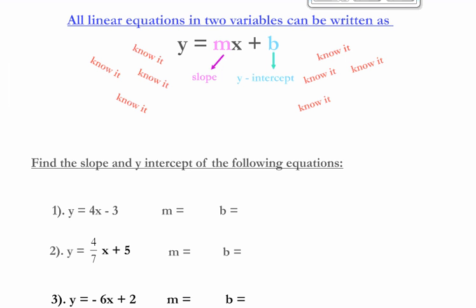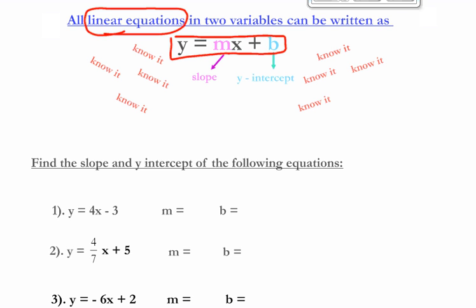So turn to your next page. Using that information from the first two pages, we can write any linear equation in this format. I'm guessing you should probably know it. Look at how many times I wrote that. When I come back tomorrow, I'm going to ask you. You need to know this.